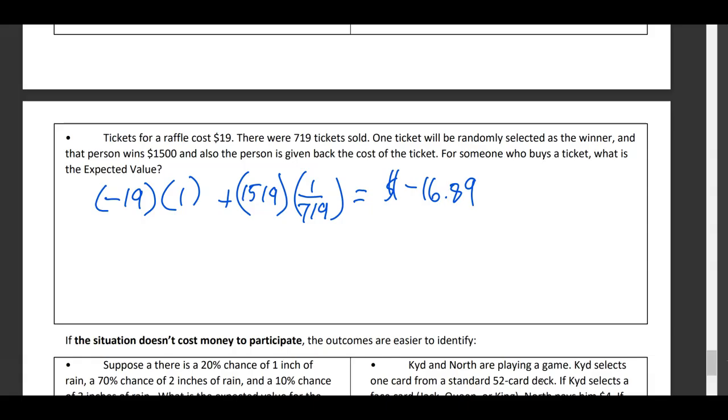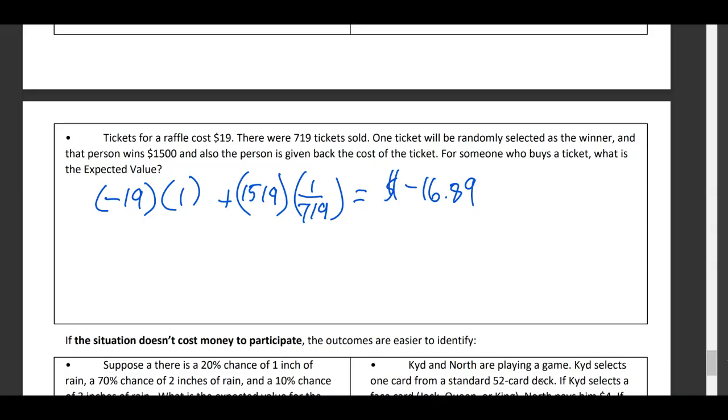So I'm expecting to lose $16.89 per ticket. This is silly to me. I'm buying a raffle, I expect to lose $19. But the people that are selling the raffle tickets for this prize expect to make $16.89 per ticket because they're going to be doing lots of numbers. 719 tickets sold total.